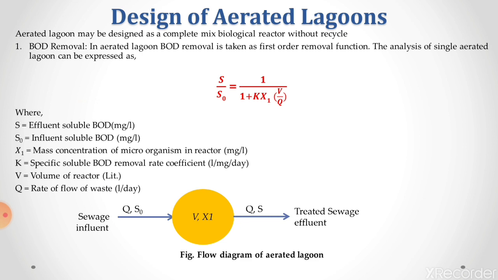K is the specific soluble BOD removal coefficient in liter per mg per day. V is the volume of reactor in liter. Q is the rate of flow of waste in liter per day.